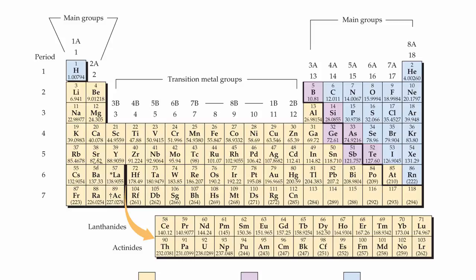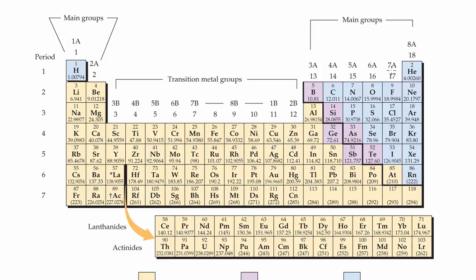Group 2A, these metals are called the alkaline earth metals. Again, they're lustrous, they're silvery. Their reactivity also increases going down a group. So for example, strontium will be more reactive than magnesium. And just like the alkali metals, the alkaline earth metals are always combined with other elements.